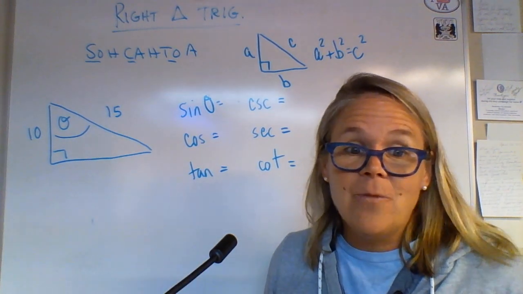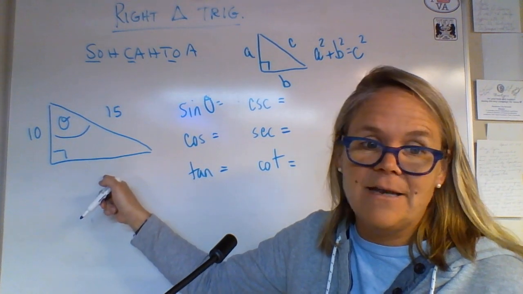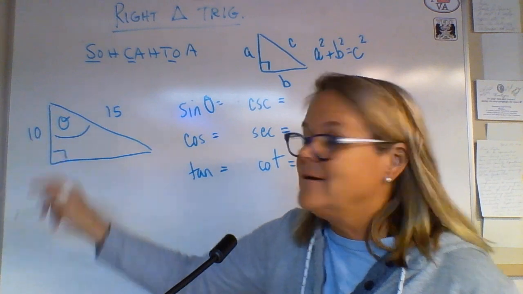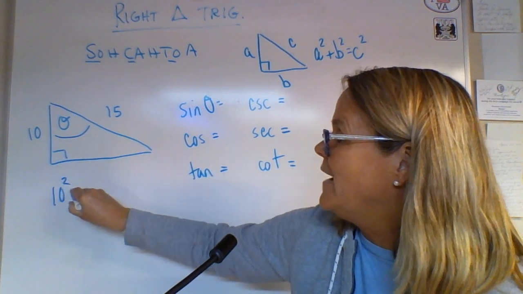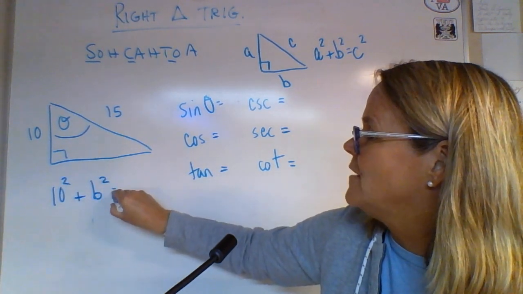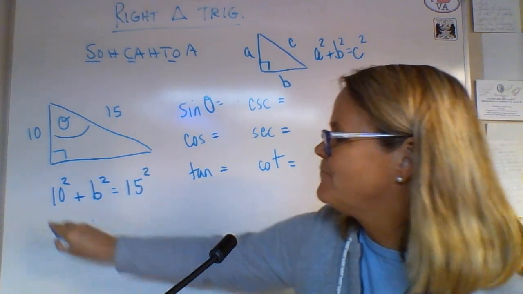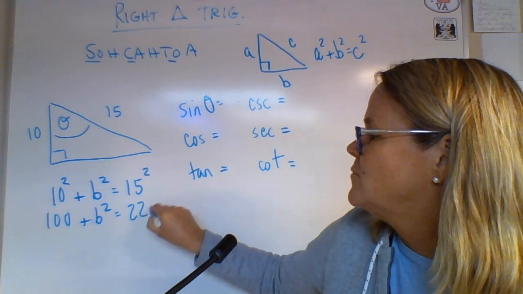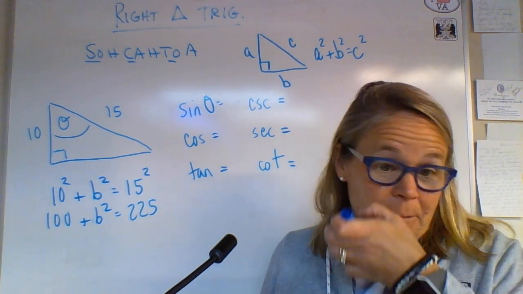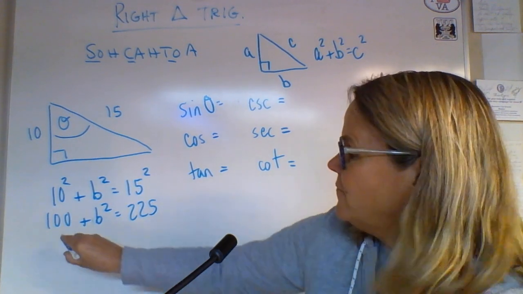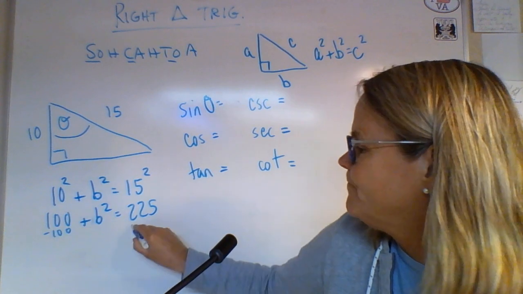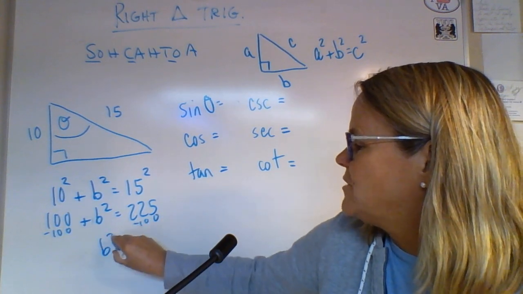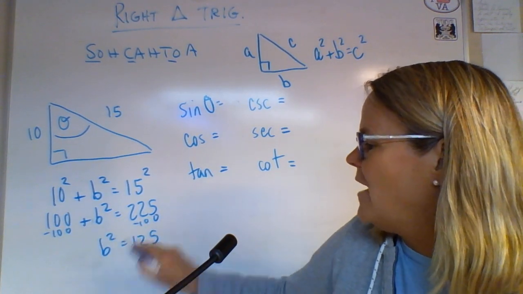But before I can do anything, I need that side. That's a leg. So a squared plus b squared equals c squared. I square them. So I have that. Now I have to get b squared on the side by itself. Subtract 100. I have b squared equals 125.